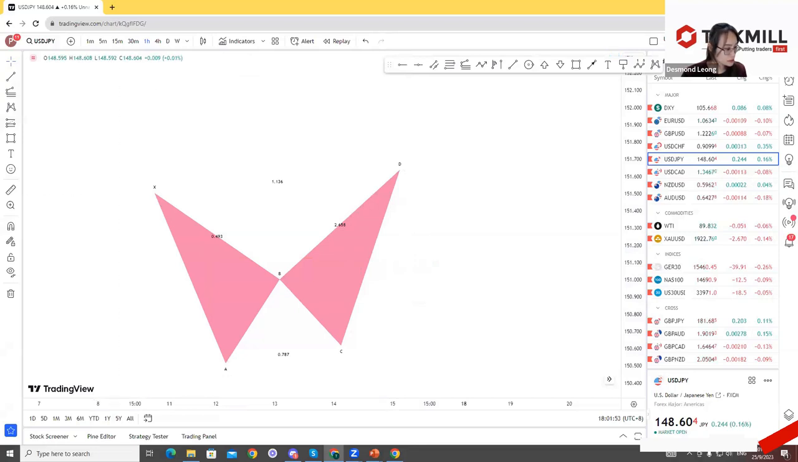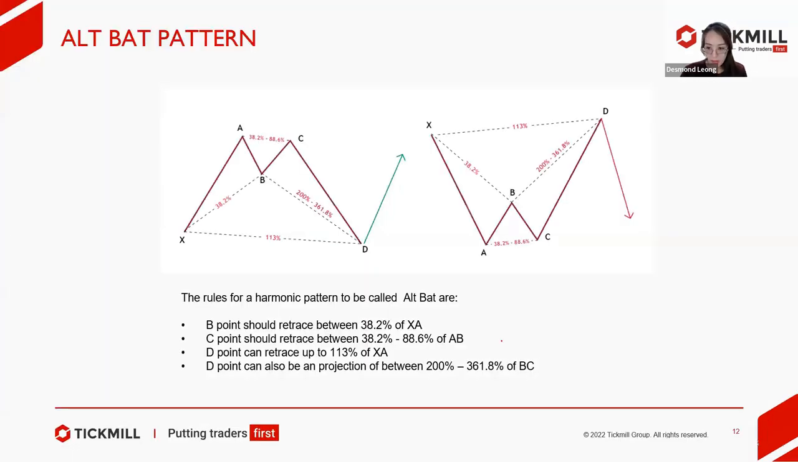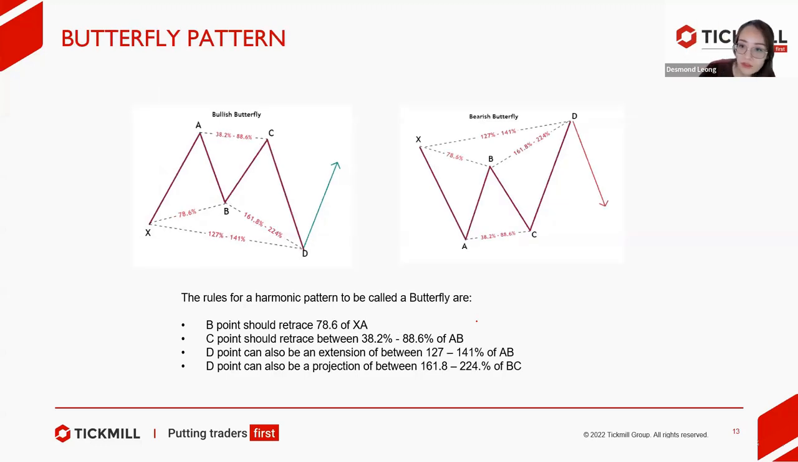Okay, let's go to our slide. Okay, alternate bat. What about the butterfly pattern? Basically, let me go to the information first. The rule for the butterfly is that B should retrace 78.6% of XA, and then you get the B point at 78.6%.